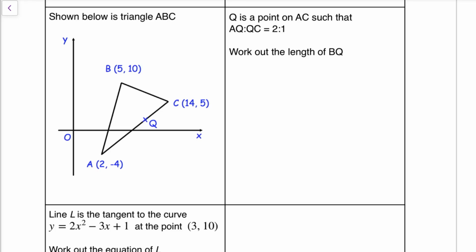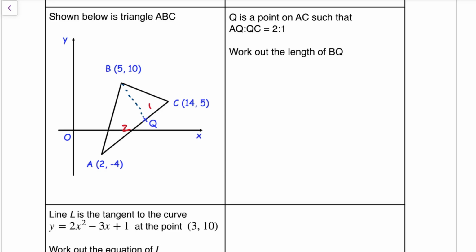Shown below is a triangle ABC. Give me some coordinates. Q is a point on AC such that, it's a ratio question. So in other words, that's 2 parts. I'm going to do that different colour because it's clearer. So this is 2 parts and that's 1 part. And then it says work out the length of BQ. So it wants this length down here.